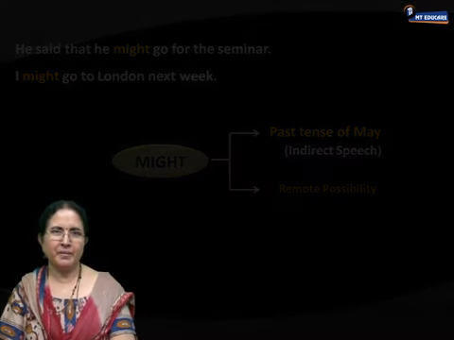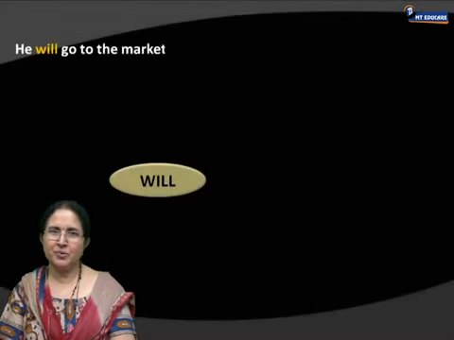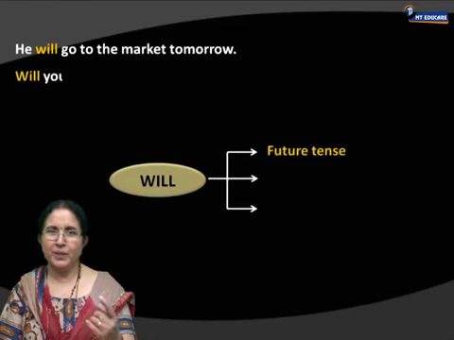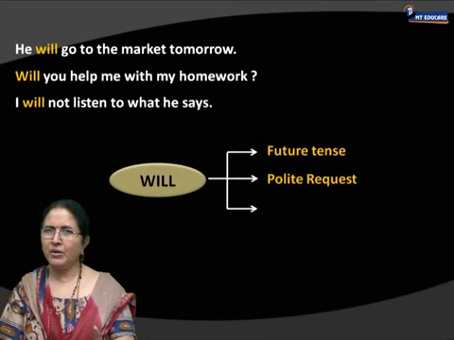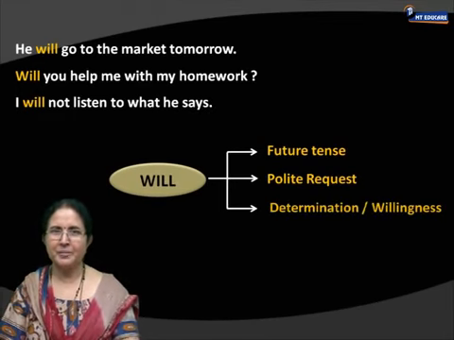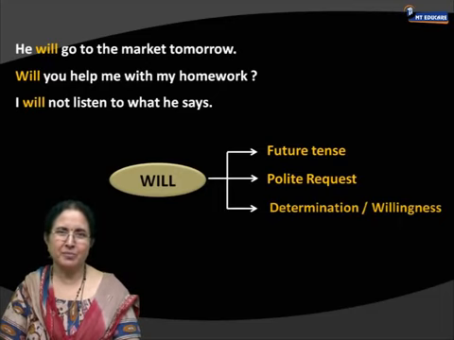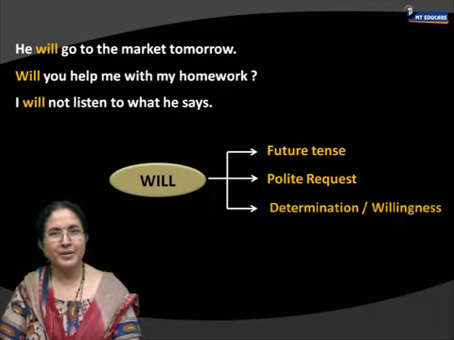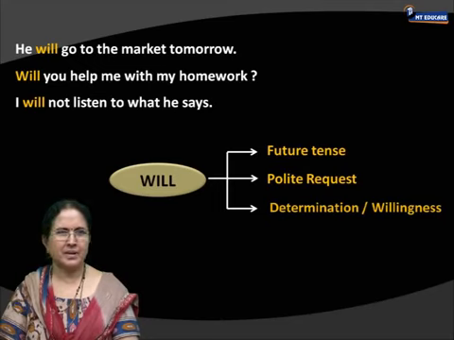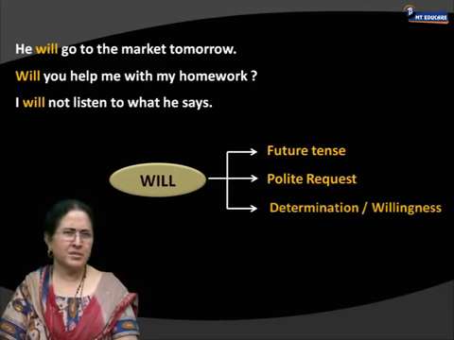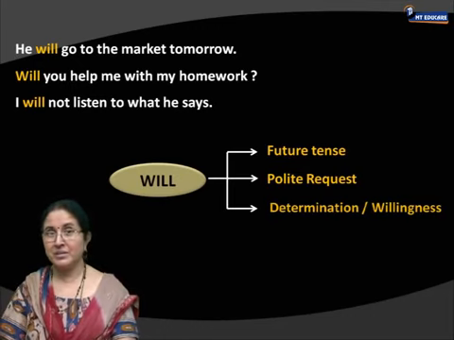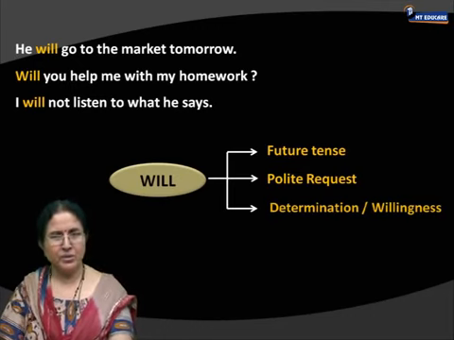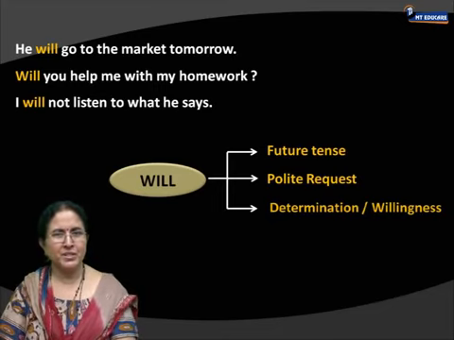Okay. Next, will. He will go to the market tomorrow. Will you help me with my homework? I will not listen to what he says. You will see three arrows here. First one is a pure future tense. He will go to the market tomorrow. Second one, request. Sometimes you ask, will you be able to help me with some work? You will say, will you help me with my homework? So it's a polite request. Last one, I will not listen to what he says. And I think you have a way of saying it: I will not stand any nonsense. So here it shows determination, willingness. I'm either going to do it or I'm not going to do it. So three functions for will.